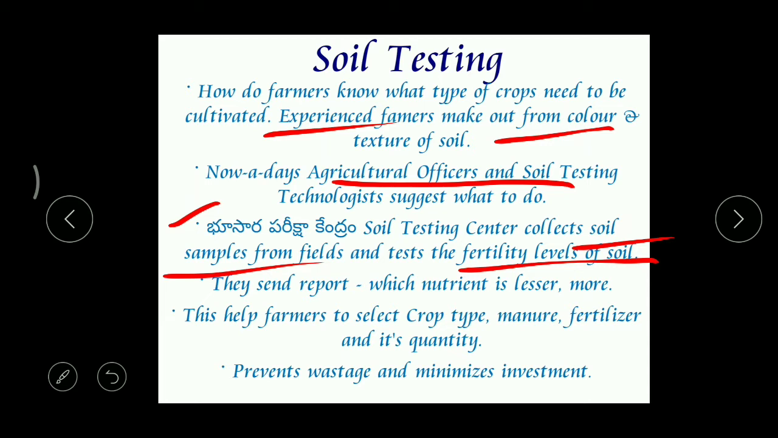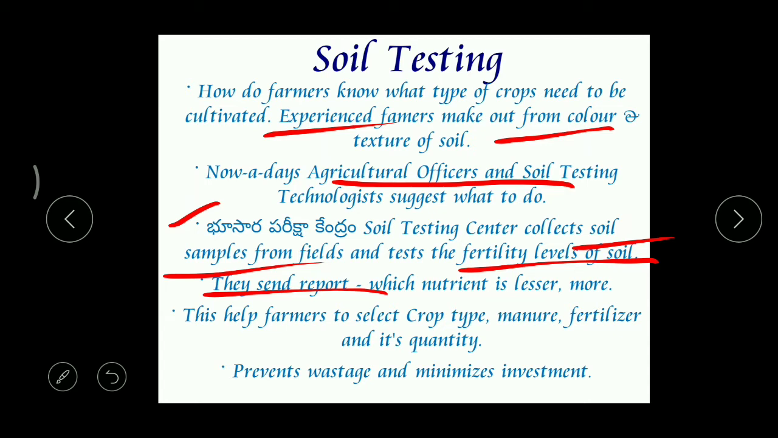That means fertility levels: whether the soil is fertile and how far it is fertile, whether it is less fertile or more fertile or has no fertility at all. After the completion of this testing, they give the report. Now and then you may undergo a blood test or urine test, and after testing you will get one report.